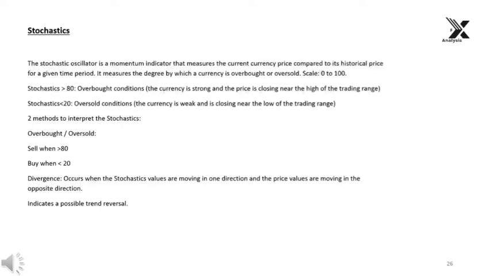Divergence occurs when the stochastics values are moving in one direction, and the price values are moving in the opposite direction. Indicates a possible trend reversal.